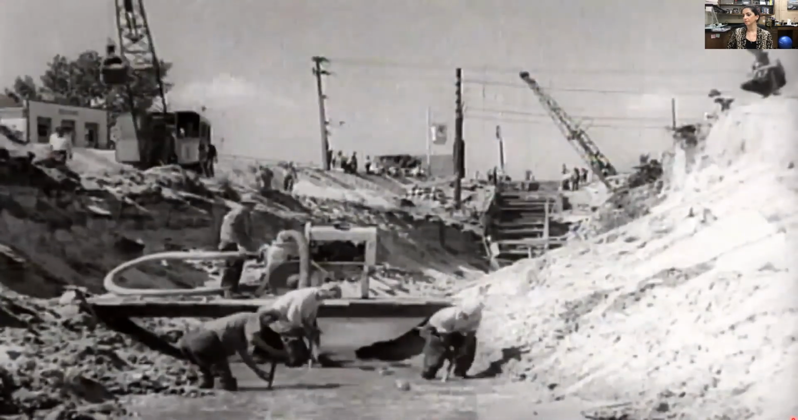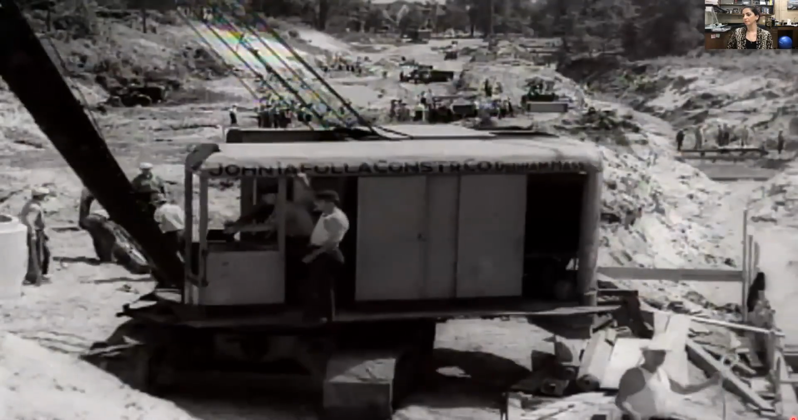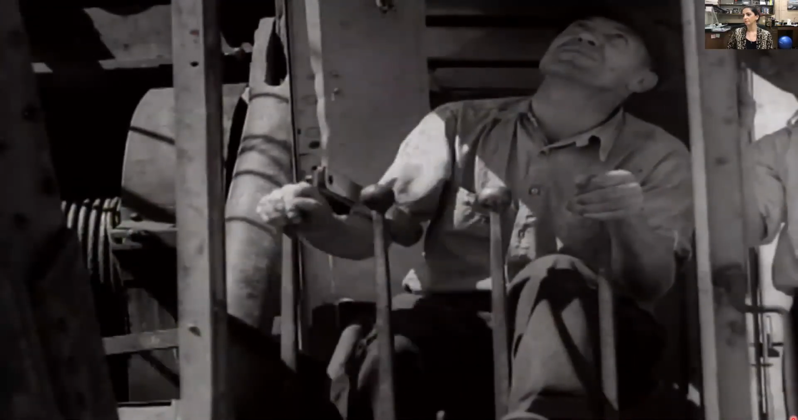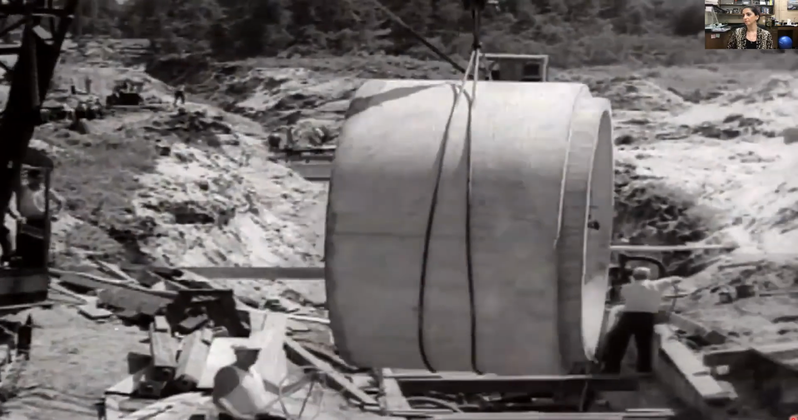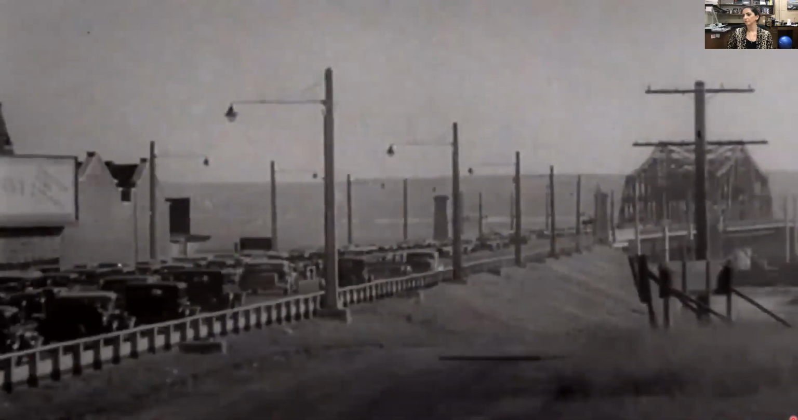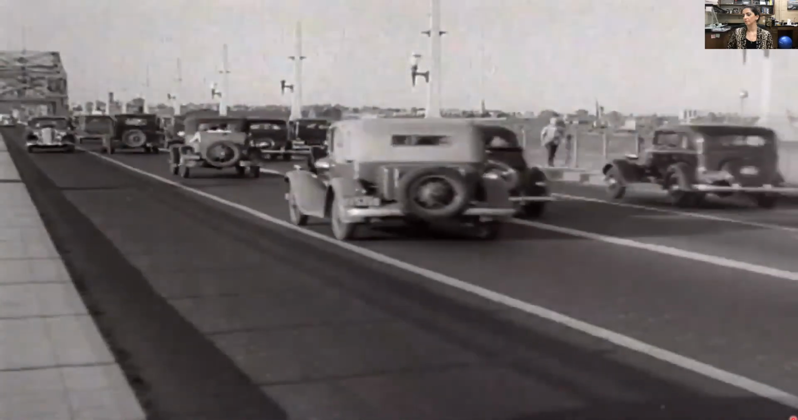Another project called the Works Progress Administration, or WPA, employed millions of Texans on public projects. Most WPA jobs in Texas were in construction. Parks, swimming pools, bridges, highways were all built by hardworking Texans.